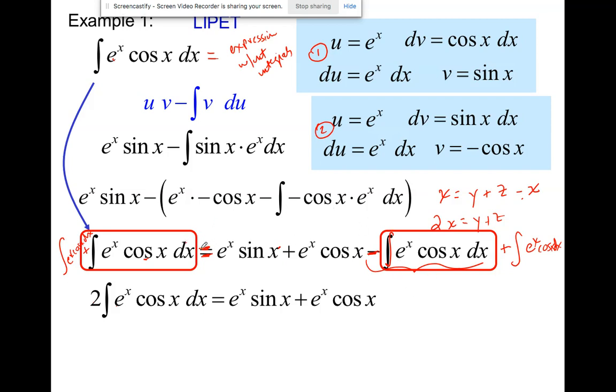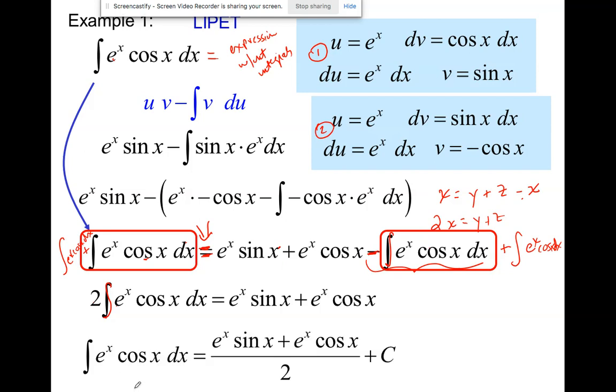The integrals on the left and right side of an equation. Equations are so awesome. Match. So I added, got 2 of them. How do I now get this integral by itself? Hello, divide by 2. And I'm done. I have the integral of e to the x cosine x equal to an algebra expression with no integrals plus c. What? This is so cool. Math is so cool.